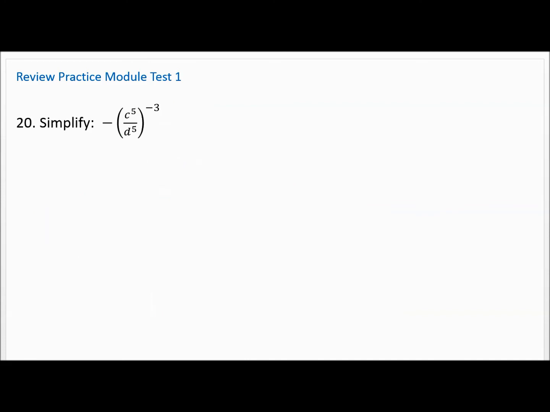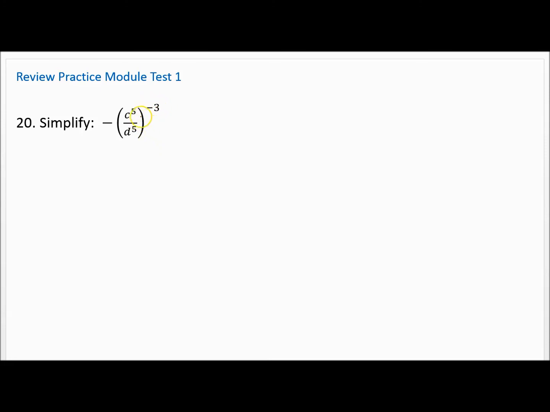All right, now here's one of everybody's favorites, number 20. Now, notice we have a set of parentheses raised to a power. So that means I've got to handle that power up there. One option, and it's not my favorite option, is to apply the negative 3 to everything inside. So you could say c to the 5th to the negative 3 power and multiply those exponents together, and d to the 5th to the negative 3 power and multiply those exponents together. But it might be easier to handle that negative exponent.